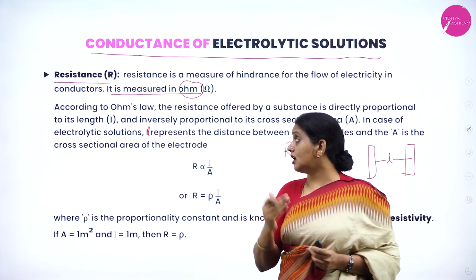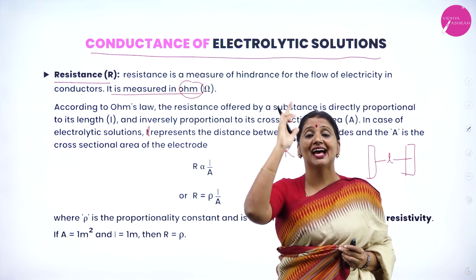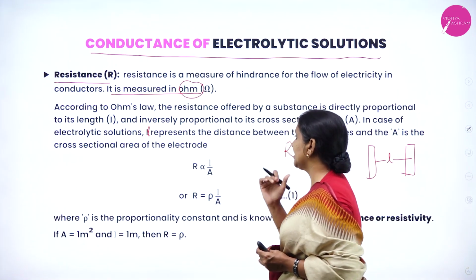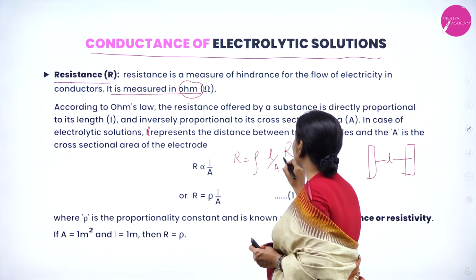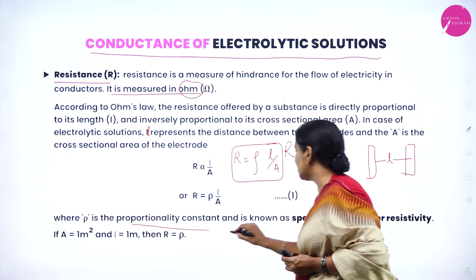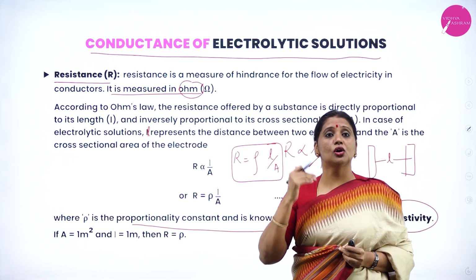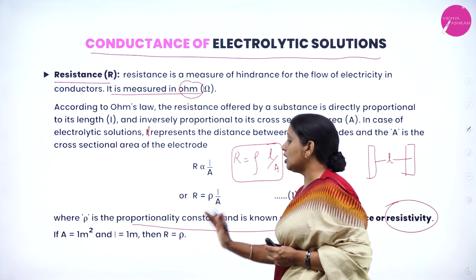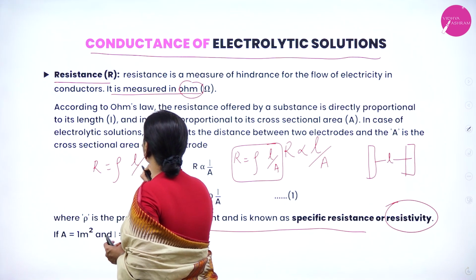Therefore, according to Ohm's law, resistance offered by a substance is directly proportional to length and inversely proportional to area of cross section. If I remove the proportionality sign, R is equal to rho into L by A, where rho is called the proportionality constant, also known as specific resistance or resistivity. That is, R is equal to rho into L by A.